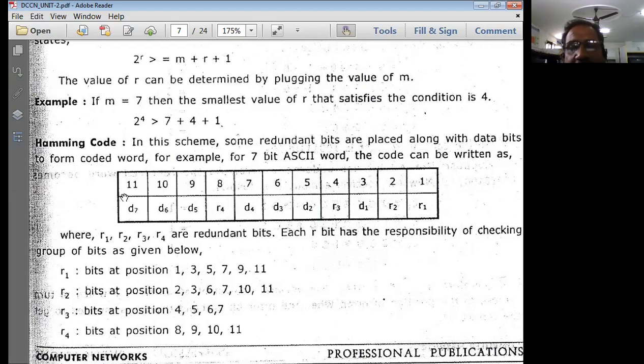This is one point. The next point is, please write down this table starting from 1 going up to 11 bits. Total are going to be 11 bits that the transmitter or a sender is going to send. Next, first of all, locate the position of the redundant bits. Therefore, the small r1, r2, r3, r4 are known as redundant bits.